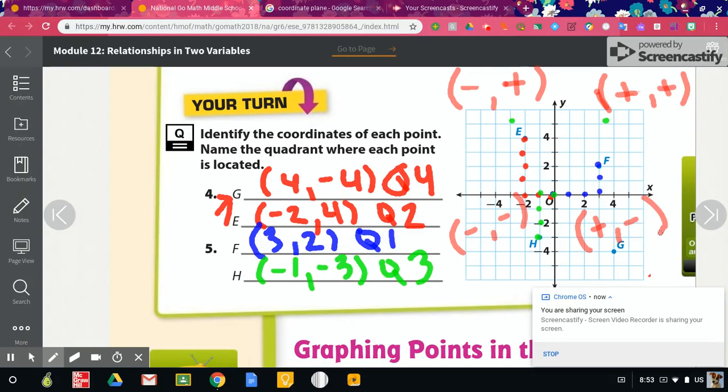Make sure you have all of the front page written down and make sure that you're paying attention when I went over that, and then glue it into your notebook.